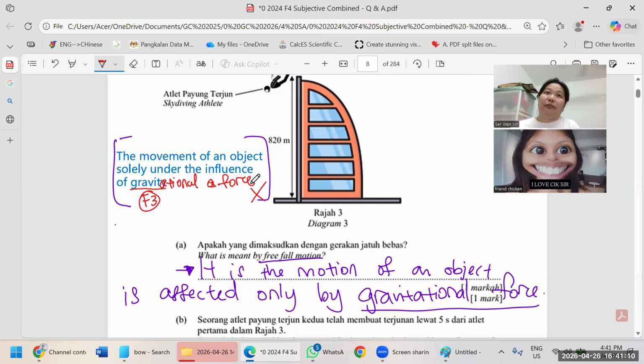Okay, it's the key. Gravitational force is a physical quantity. But if you just say gravity, what is the physical quantity? Okay.